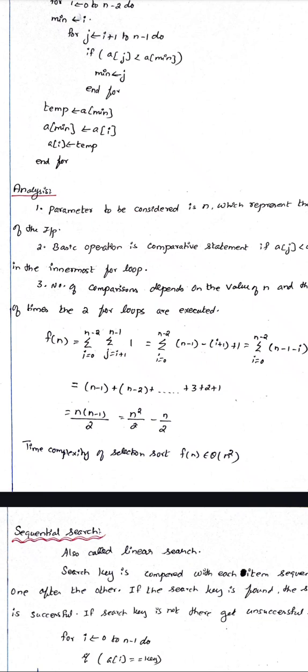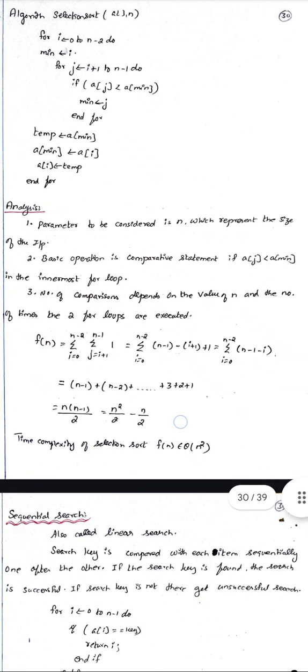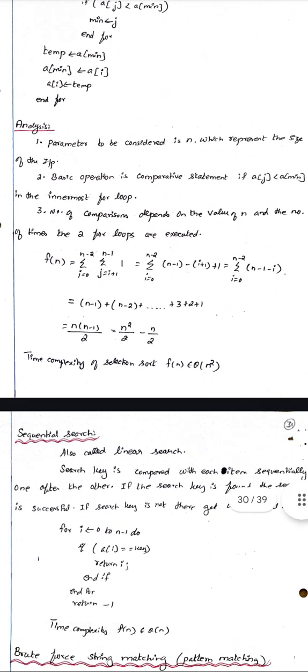For the analysis, the parameter to be considered is n, which represents the size of the input. The basic operation is the comparison statement, if A of j is less than A of min, in the innermost for loop. The number of comparisons depends on the value of n and the number of times the two for loops are executed.